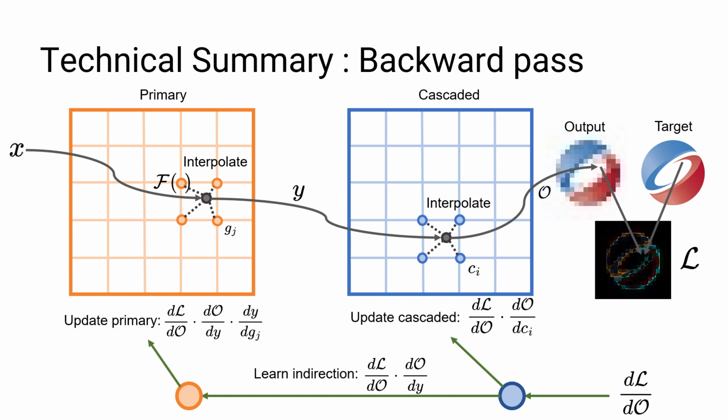At the second node, we follow a similar recipe. We multiply the incoming gradient with the gradient of the array cells. Finally, the other gradient with respect to the input coordinates can be used for multi-level indirection if desired. With this, we conclude the technical summary of differentiable indirection. Next, we look at an intuitive explanation of differentiable indirection.